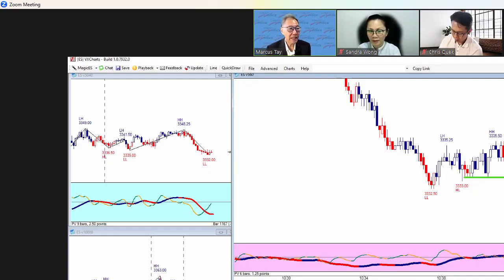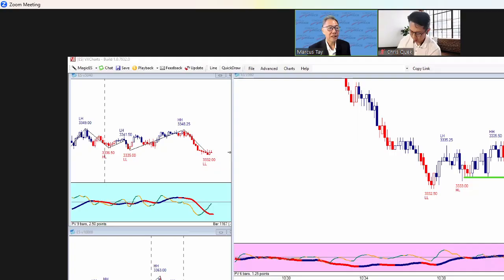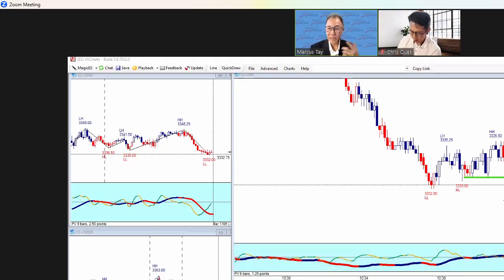Okay, the first red bar has formed. You notice it's flickering red and blue. That's why we don't enter on the first red bar. We look for the second red bar for confirmation. Order filled. It was red, we entered.